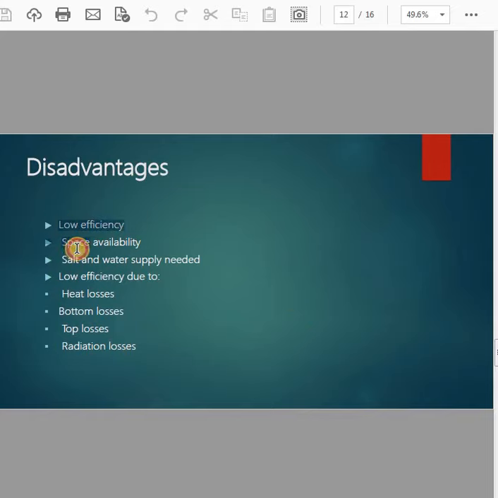Disadvantages are that there must be space availability, the efficiency is low, and salt and water supply is needed every time. The low efficiency here is due to heat losses: bottom losses, top losses and radiation losses.